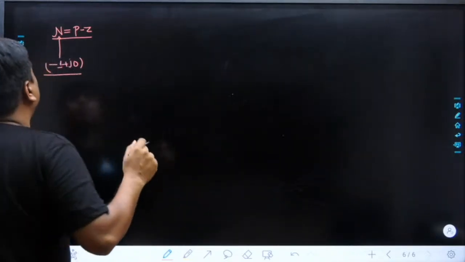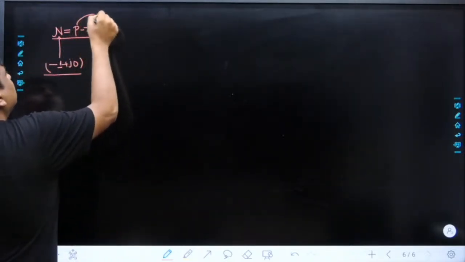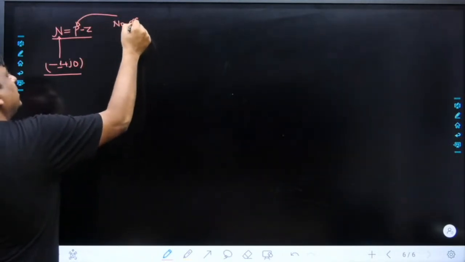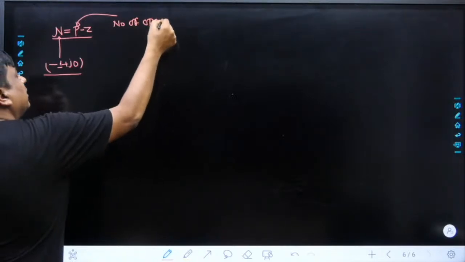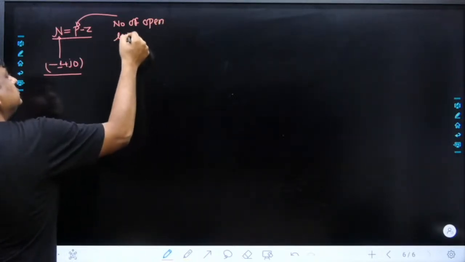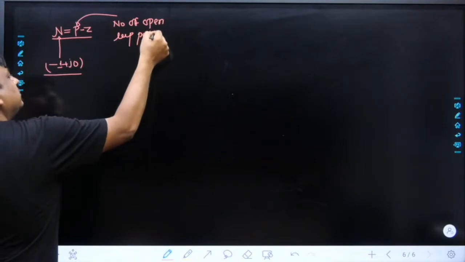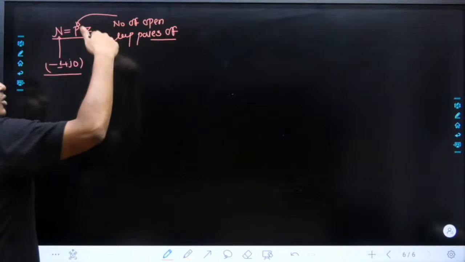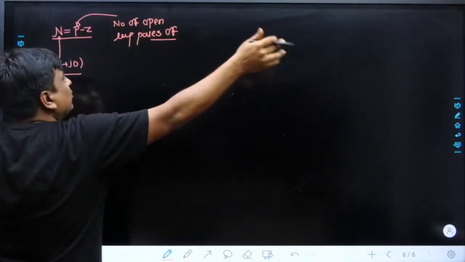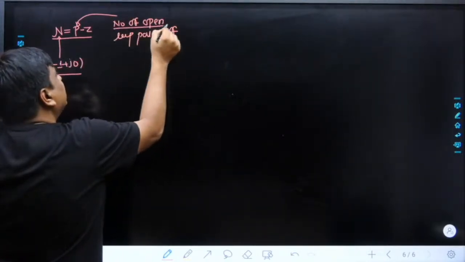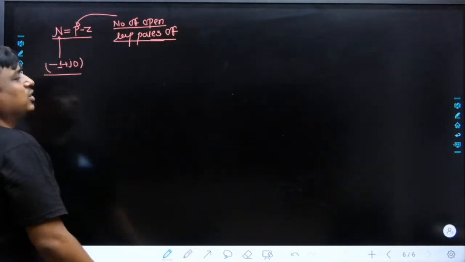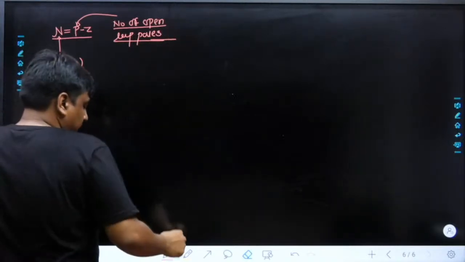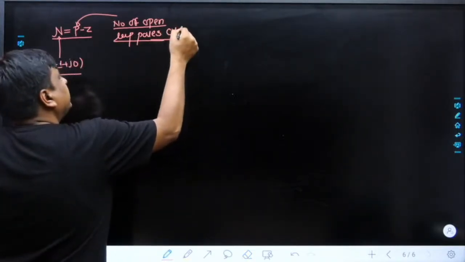Now, I am not going into the detailed analysis of it, but once you take the characteristic polynomial, P used to be the number of open loop poles of the characteristic polynomial towards the right hand side, and that is nothing but the very same as the number of open loop poles at the right hand side.